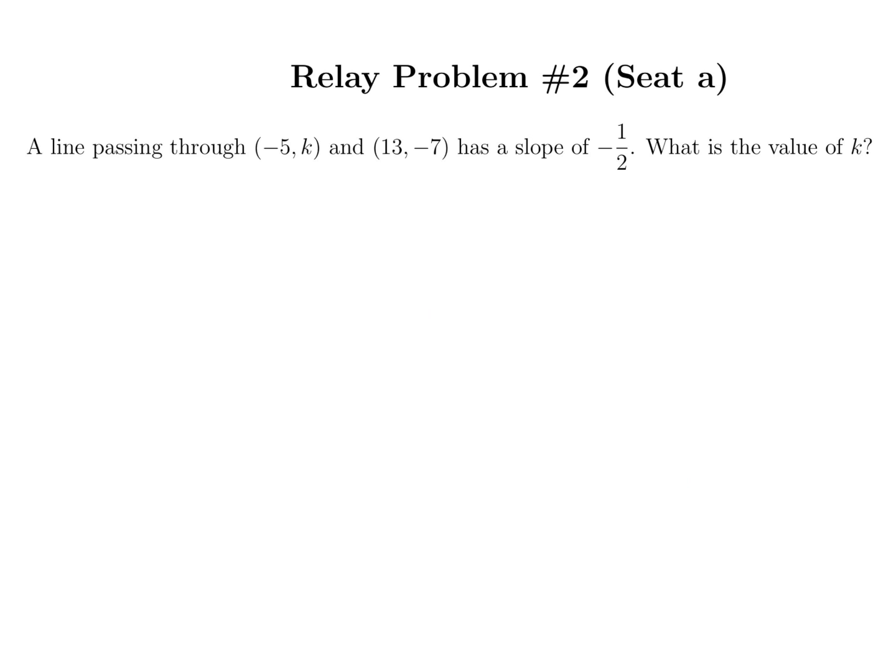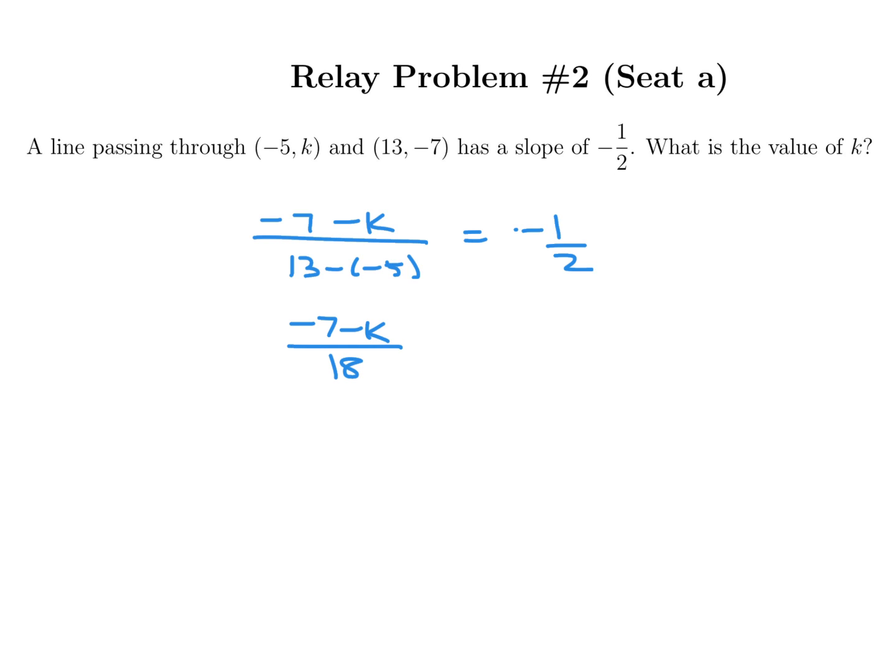A line passing through (−5, k) and (13, −7) has a slope of −1/2. What is the value of k? So rise over run, −7 minus k over 13 minus (−5), and that is −1/2. So −7 minus k over 18 is −1/2.